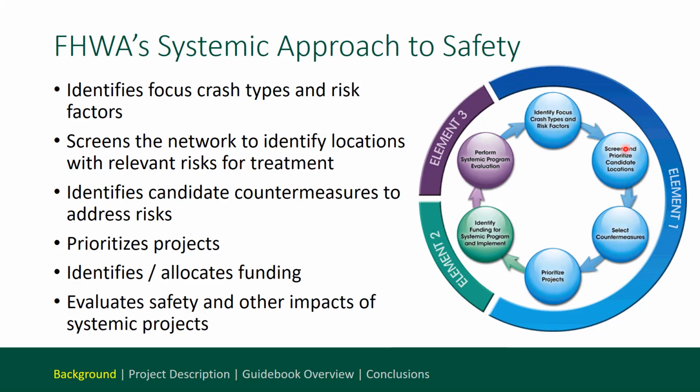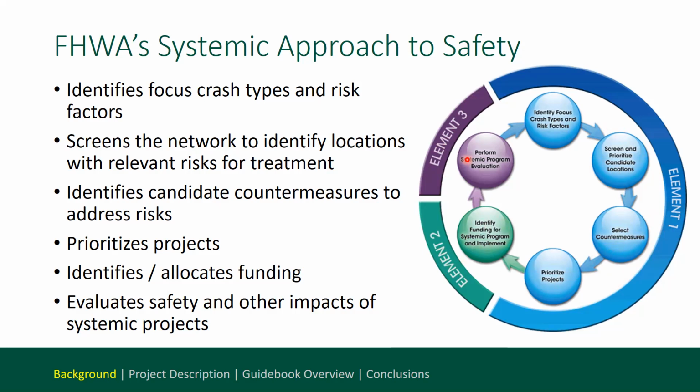So element 1, as you could see, is more of a planning element. It basically involves crash data analysis, prioritizing, and selecting the countermeasure. Element 2 is actually finding the funding and then implementing the program, actually doing the work. And element 3 is evaluating what happened.